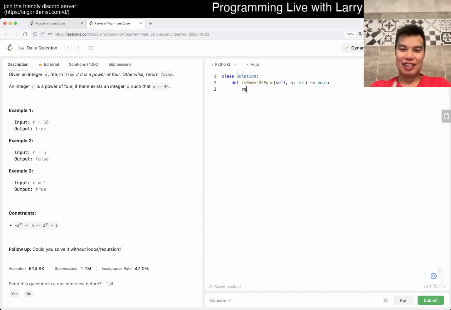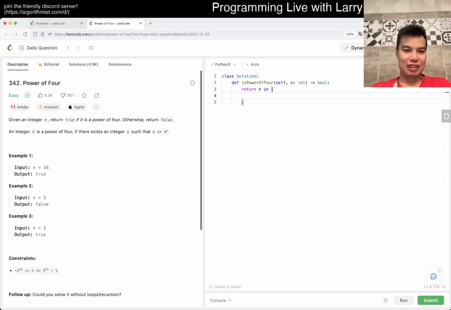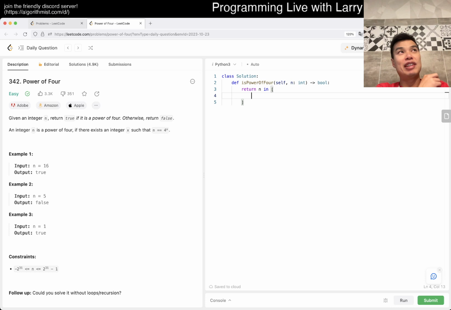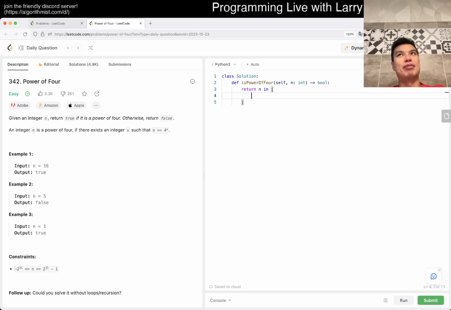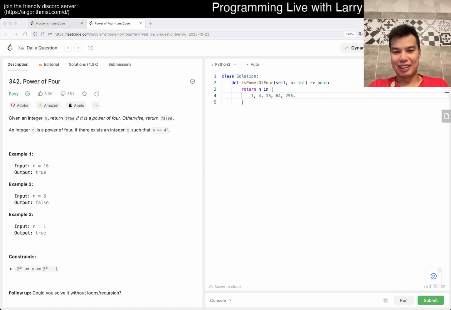Just return whether n is in the set. Is there negative power? There's negative power, but there's no negative power of 4, so given a positive power, just return 1, 4, 16. I don't know what's after that. 64. I'm going to miss some, of course. Maybe I should just look for it. There shouldn't be that many more though, right?